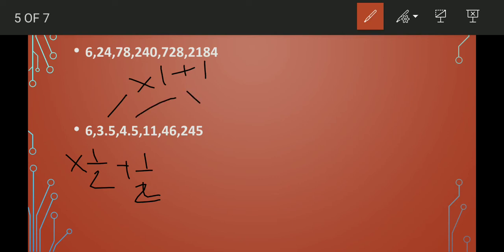Next, it should be into 2 plus 2. Yeah, it gives us the right value. So the next term should be into 4 plus 4. Since after half it's 1, then 2, then 4, it's the right pattern. So 11 into 4, that is 44, plus 4, it should be 48, not 46. Therefore 46 is our wrong number.